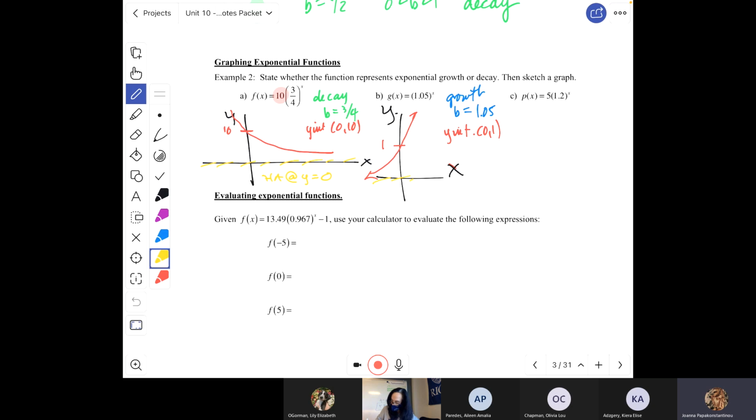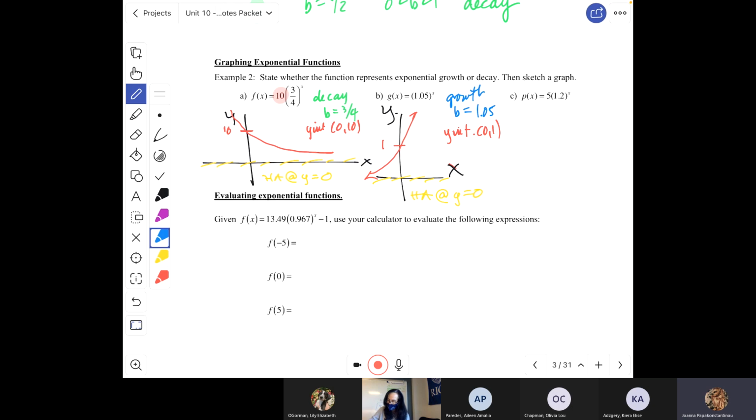And again, horizontal asymptote at y equals 0. We could subsequently state the domain and range. Domain is all real numbers. The range would change depending on whether that horizontal asymptote moves, whether there's a vertical shift.